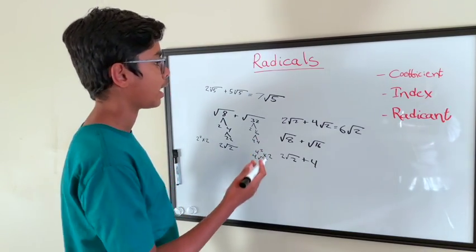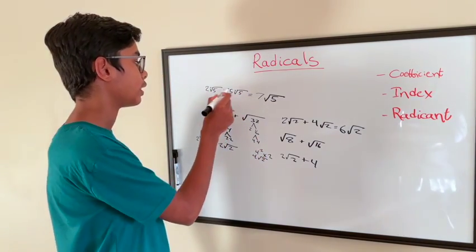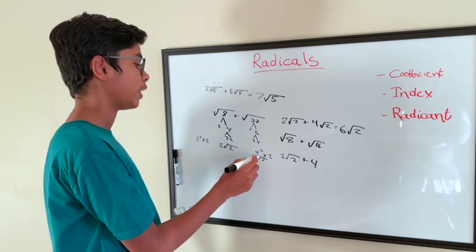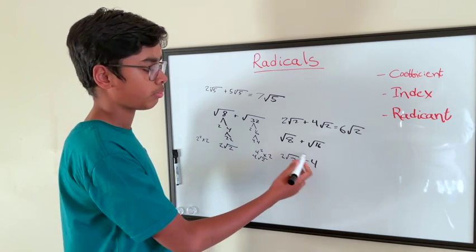So that's how you add radicals. Either you can directly add it, or you simplify it first, then you add it, or you can't add it anymore.